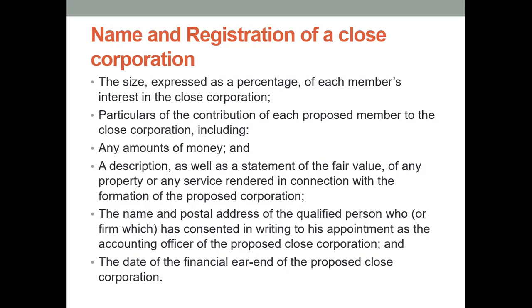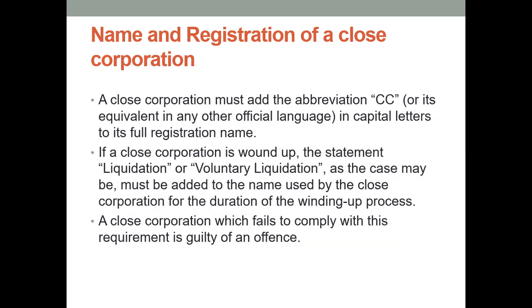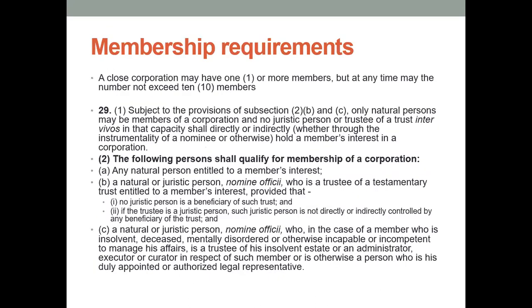If you do not have money, then you decide to render service to the closed corporation, that is in the form of contribution. And then you will need the name and postal address of the qualified person or firm which has consented in writing to his appointment as the accounting officer of the proposed closed corporation. Again, these are just the steps, everything that you need to do when you are registering your closed corporation. So you can just go through.